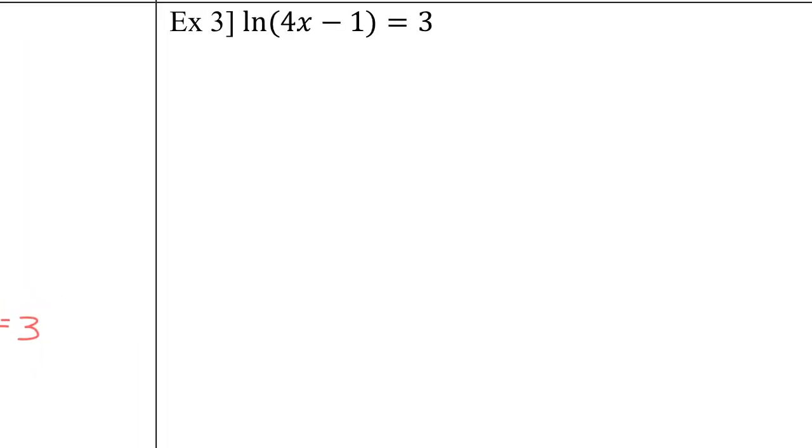Example 3. Natural log of 4x minus 1 equals 3. So step 1, rewrite the problem only with one log. That's not a problem in this case because I only have one natural log. Step 2, write the problem without any logs. So again, I have that letter B situation. I only have a single log to work with, so I need to change this into this exponential form. So we have to remember that natural logs have that hidden base of e.